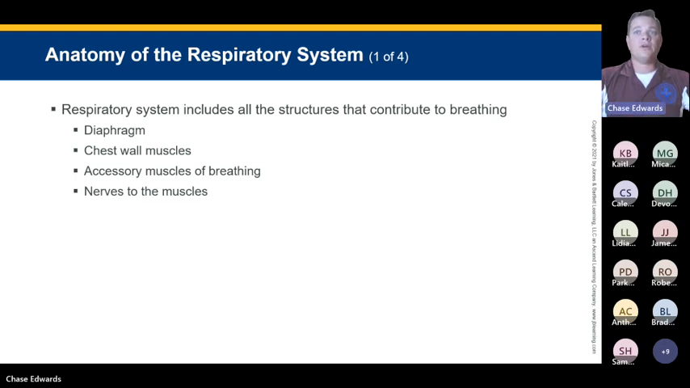All right, some of the stuff that we're going to talk about with the respiratory system is going to consist of all the structures that you see here: diaphragm, chest wall muscles. We got accessory muscles of breathing, so we'll talk about some of those, and accessory muscle use whenever someone's breathing. We'll talk about nerves from the brain and the spinal cord to those muscles as well.